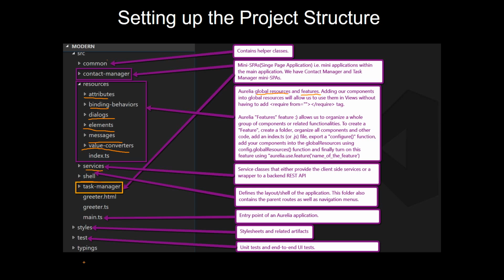And then the other file is main.ts, which you already know, which is the entry point. That's where we wired our greeter component earlier. And then the styles folder, as the name implies, is going to have the CSS and its associated artifacts. Test is the unit test folder, and typings is where the TypeScript typings will be stored. That's the d.ts files. Okay.